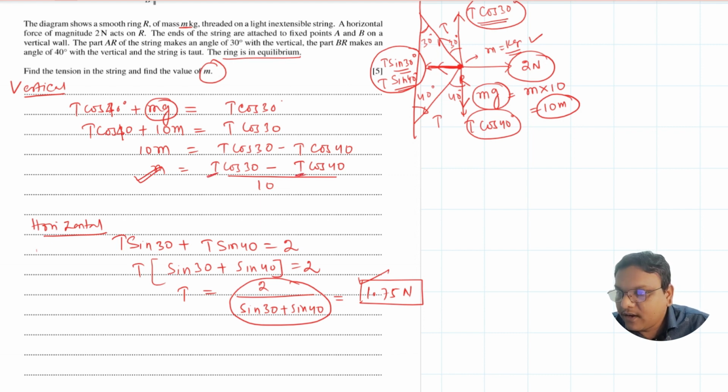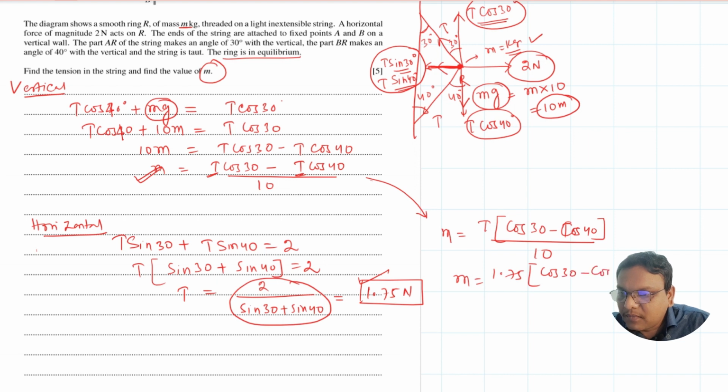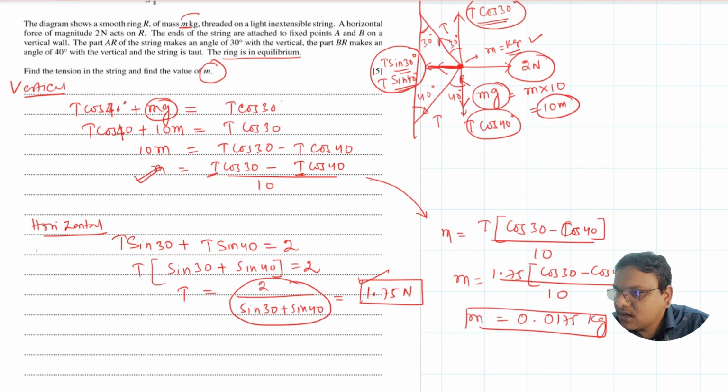So I can write down here, this one will be like this. So m is equal to, we have T cos 30, right? So if I take common here, T times cos 30 minus cos 40 over 10. So m is equal to T, we have 1.75, times cos 30 minus cos 40 over 10. So please put the value in the calculator and check what you're getting. So you might get 0.0175 kg. Obviously mass is given in kg, so your answer will be in kg as well.